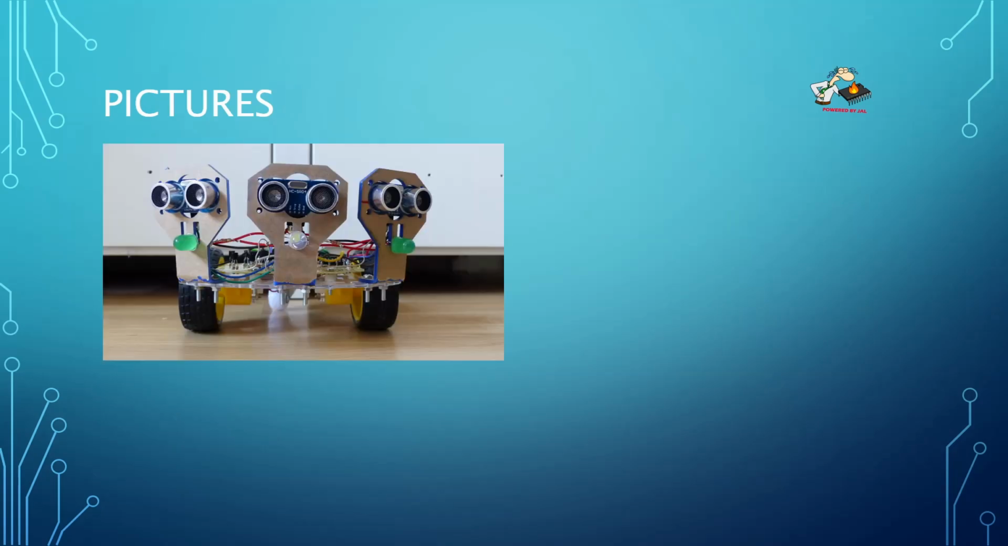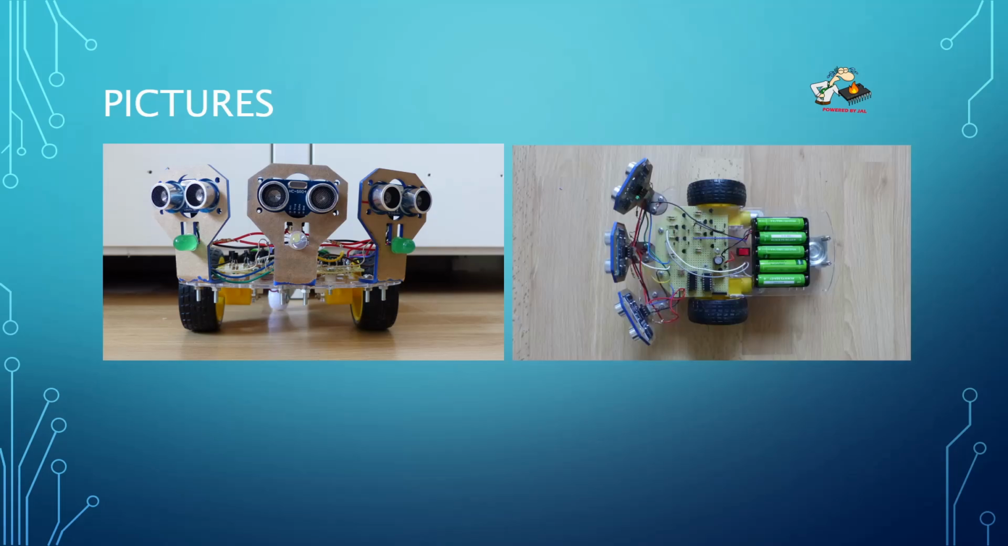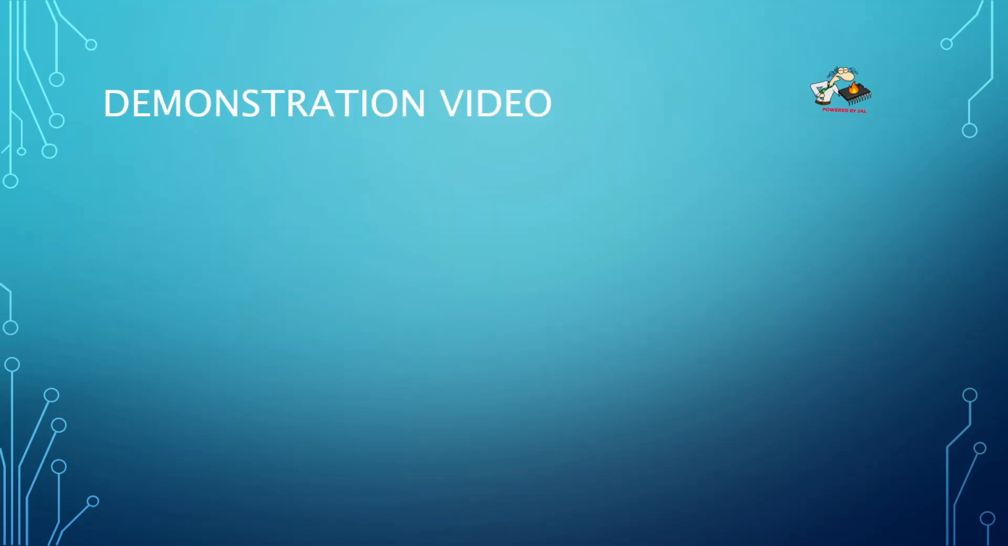Okay, so what does the device look like? This is the front view. I also added some LEDs in the front just for fun. And this is the top view. There you can also see the battery holder holding 5 rechargeable batteries. The next demonstration video will show the device in action.